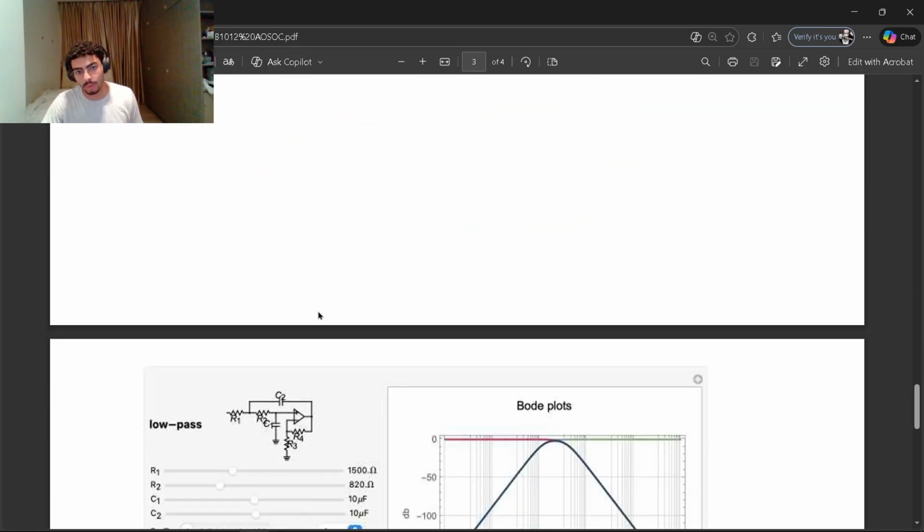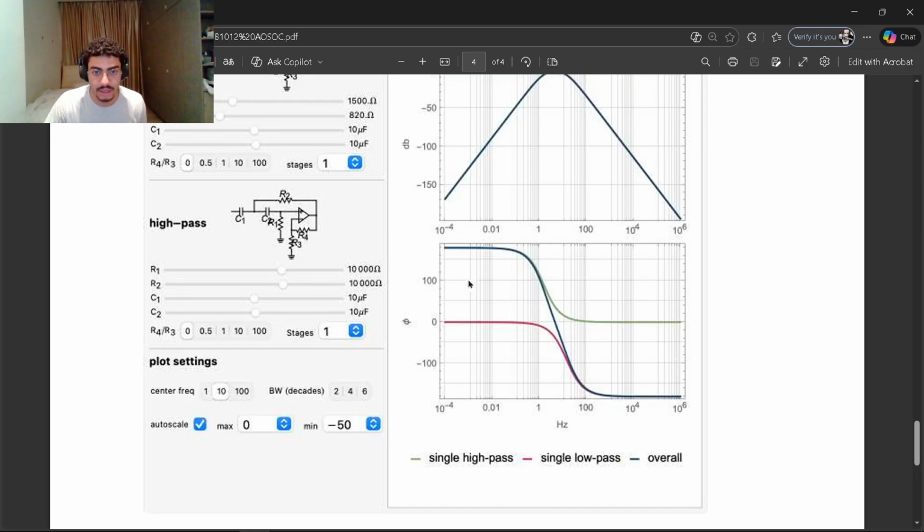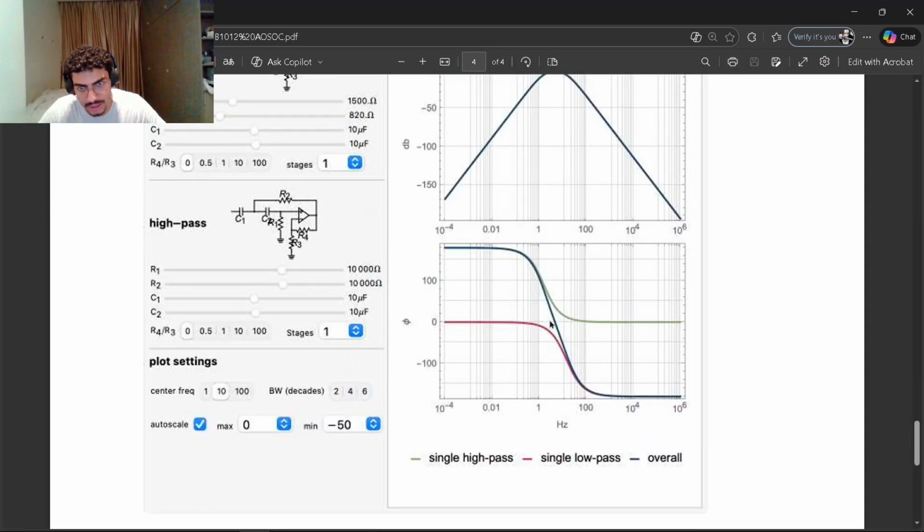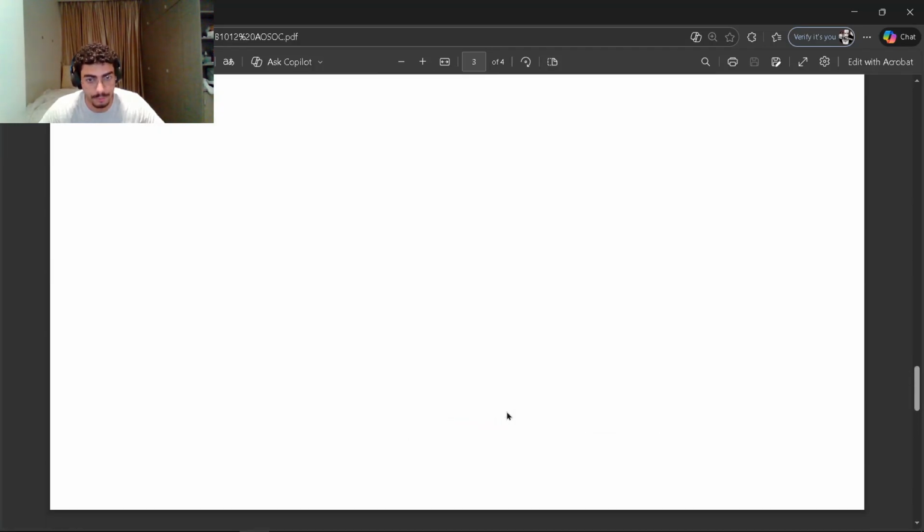So what am I talking about? I'm talking about something that looks like this. The single high pass will remove all of the low frequency noise, for example, here, the green line. And the single low pass will remove all of the high frequency noise, right? And as you can see, when you merge them together, we see this beautiful curve showcasing everything.